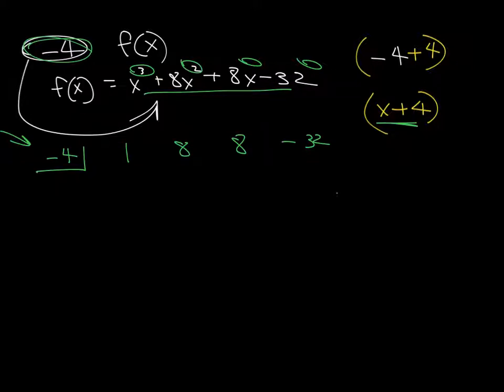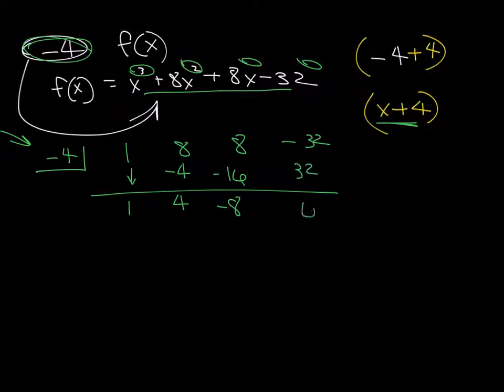Okay. Draw a line. Bring down the 1. Multiply -4 times 1. Add. Multiply. Add. Multiply. Add. I get a 0 for a remainder. So the question is, is -4 a 0 of f of x?